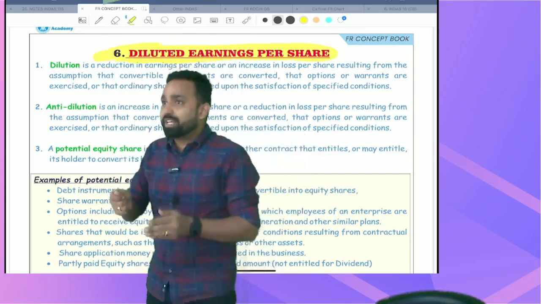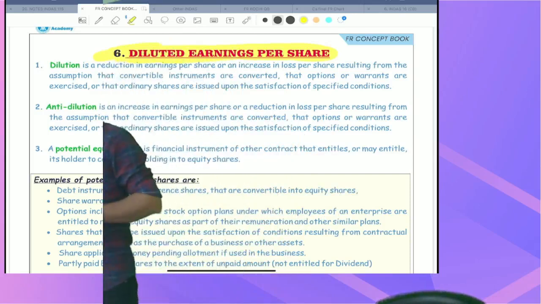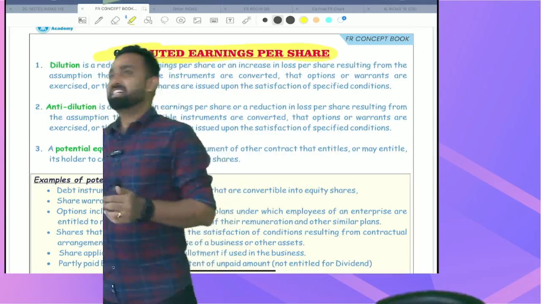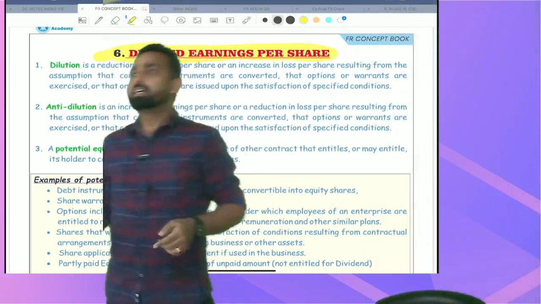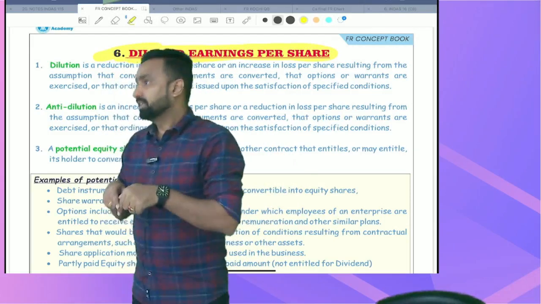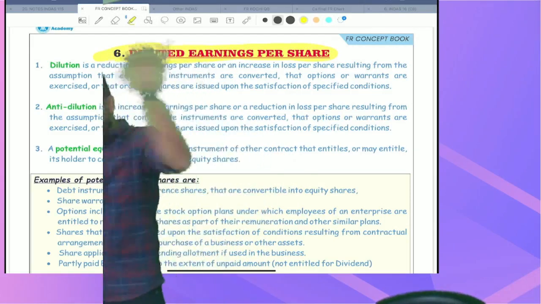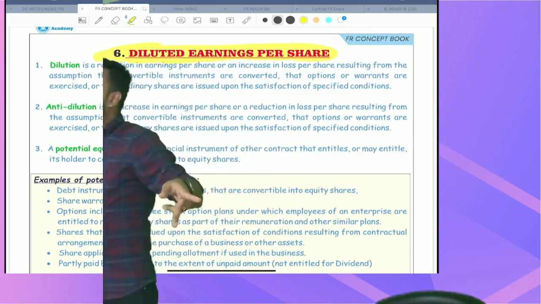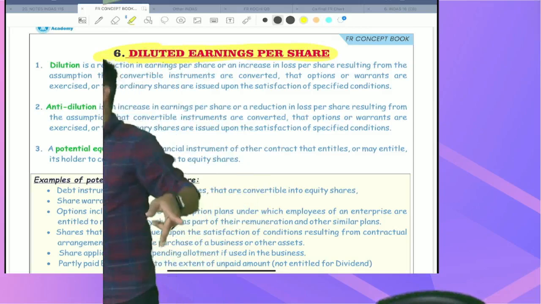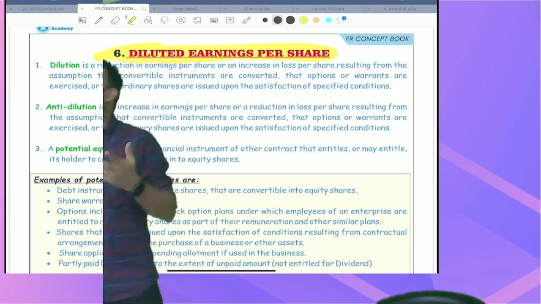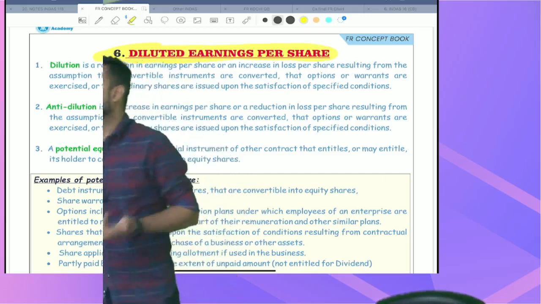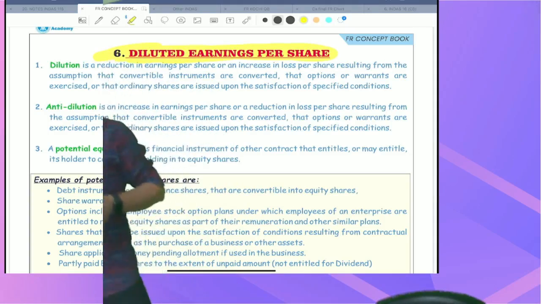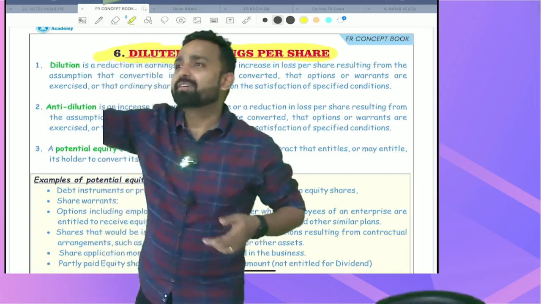Now, as soon as we started cutting the cake, they came and said, sir, we also want cake. Now tell me, the same cake is now to be divided between more students. So the cake per student, the piece per student, will get reduced. Simple? Understood or not? So who are they? Potential equity shares.